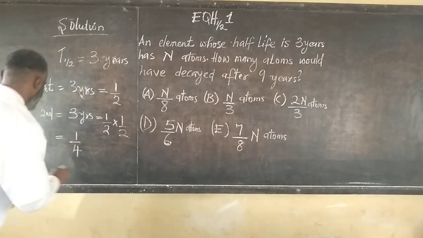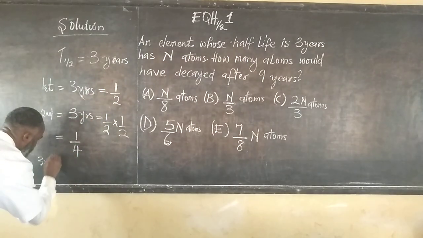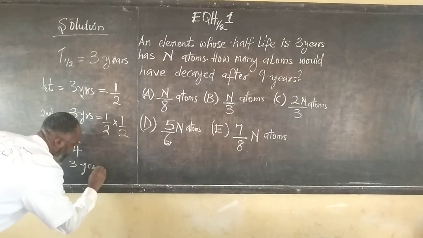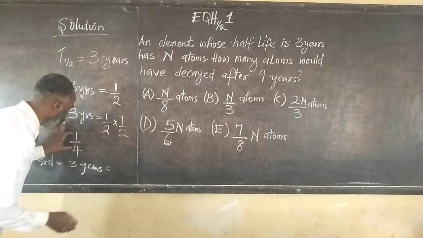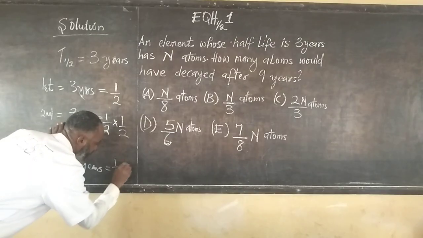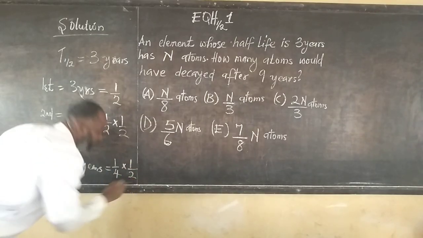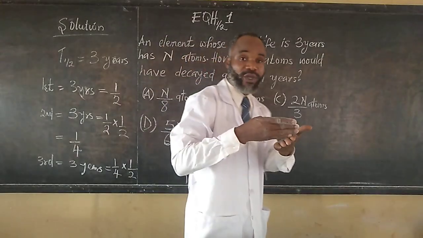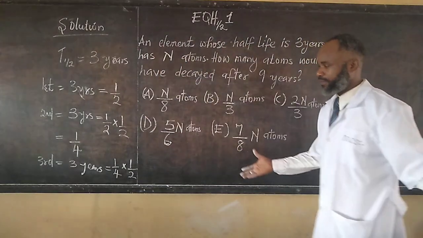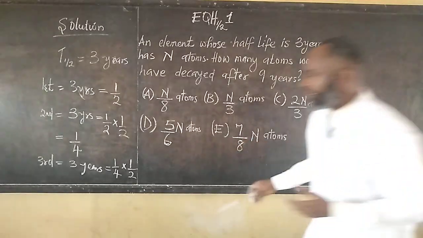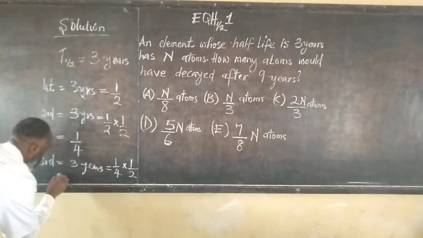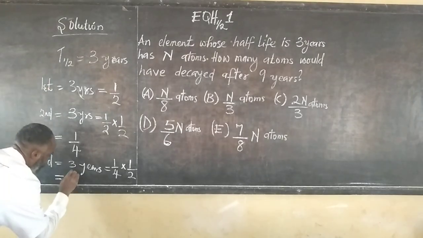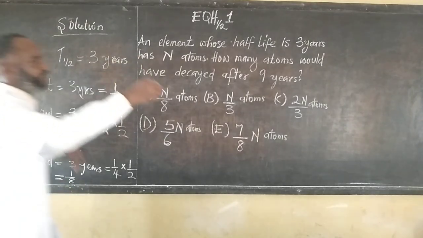Then the third cycle is another 3 years, which gives us this. What we have here is 1/4 times half, because every 3 years, half of the radioactive element will decay. That's what it means. So this will give us 1/8.